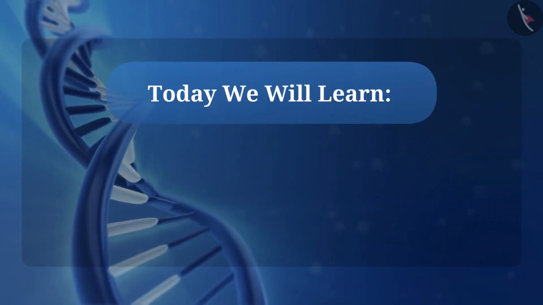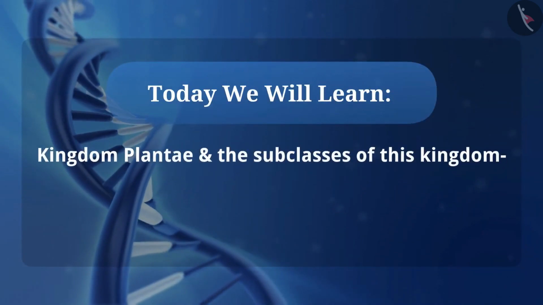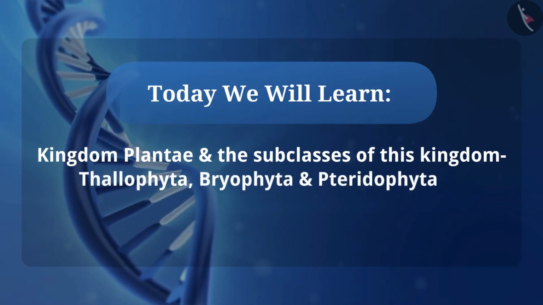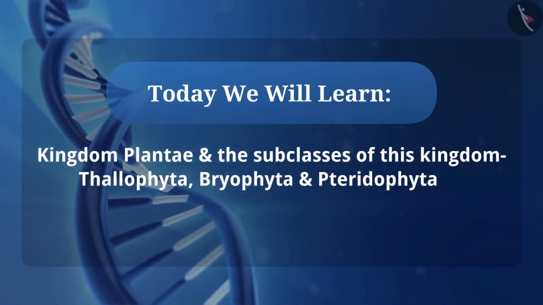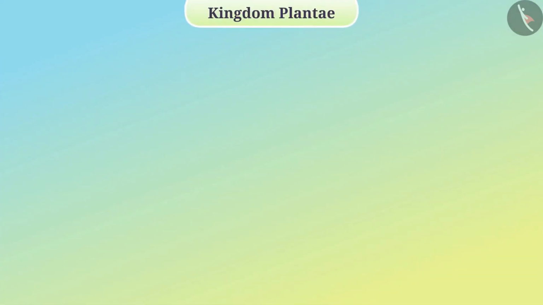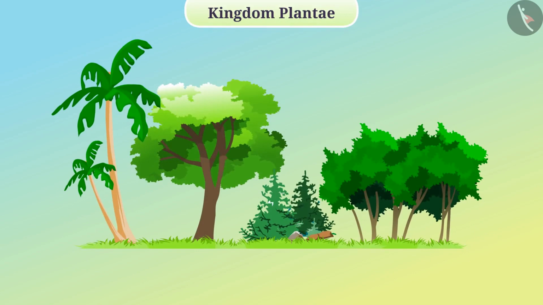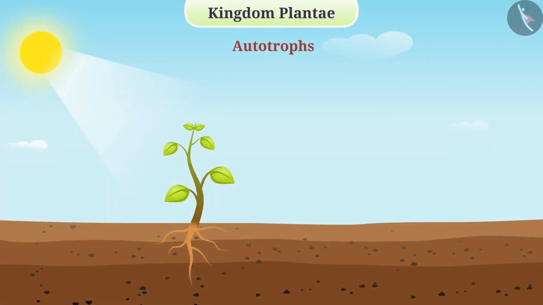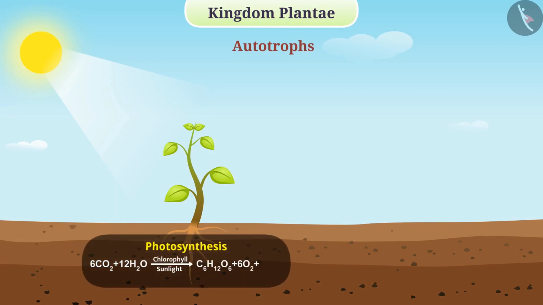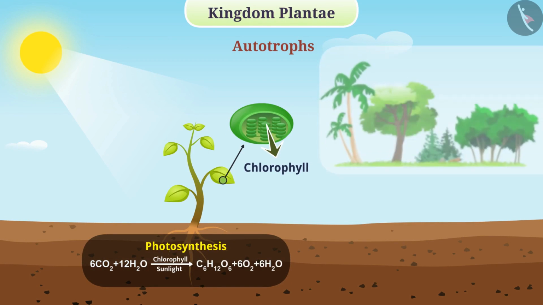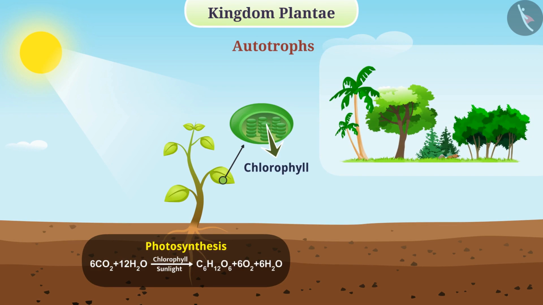Today we will learn about the kingdom Plantae and the subclasses of this kingdom, Thallophyta, Bryophyta and Pteridophyta. Let us first discuss the kingdom Plantae. Kingdom Plantae consists of all autotrophs which perform photosynthesis with the help of chlorophyll and can make their own food. All plants are members of Plantae kingdom.